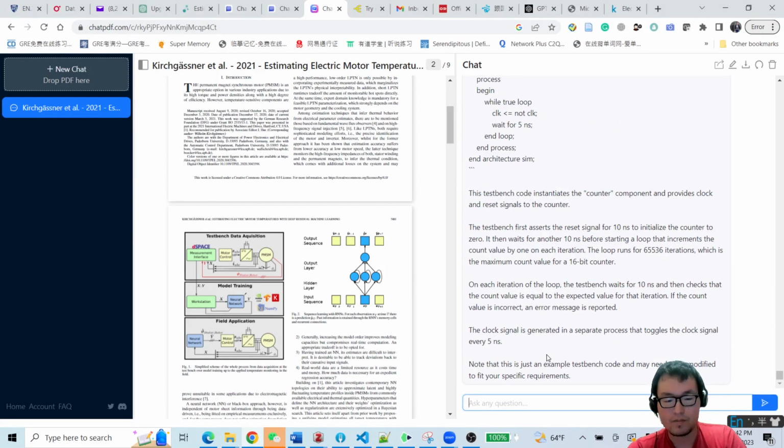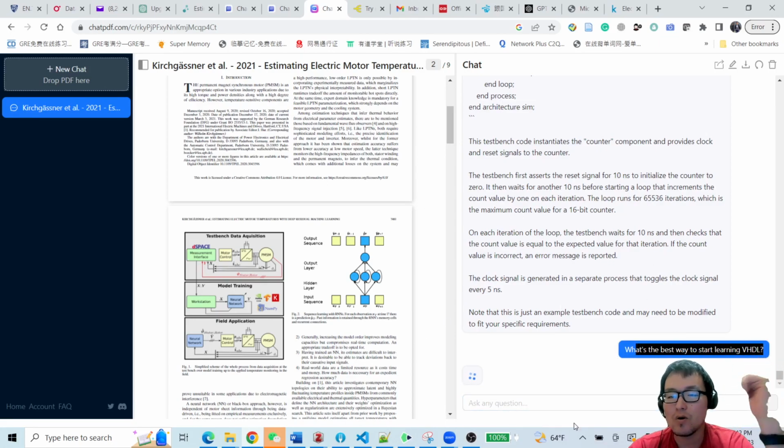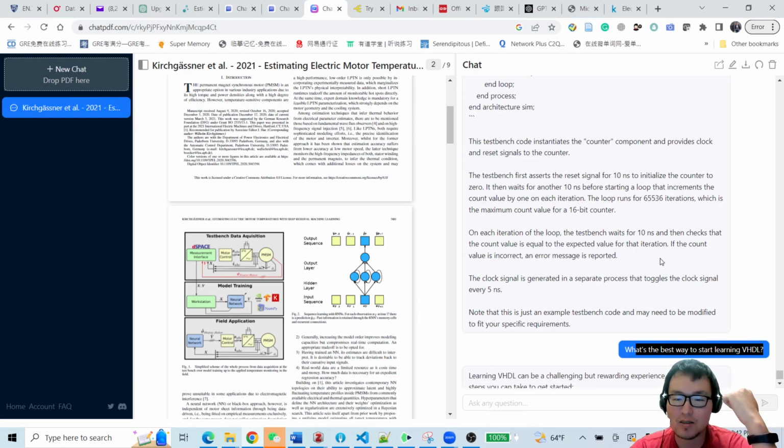You could ask, what's the best way to start learning VHDL. Sometimes if your question is too big, the bot here might require a lot of time to search for answers. Sometimes it might not give you a good answer if there is no single best answer for this, right? Well, let's see what it will say. I'm just kind of at this point making it up.